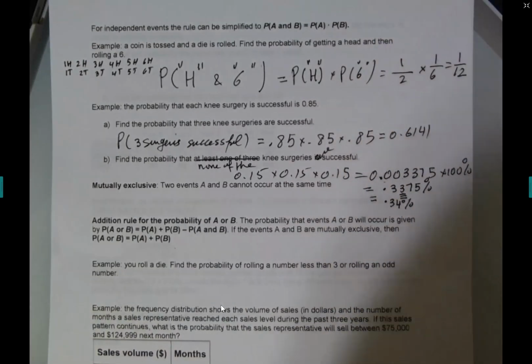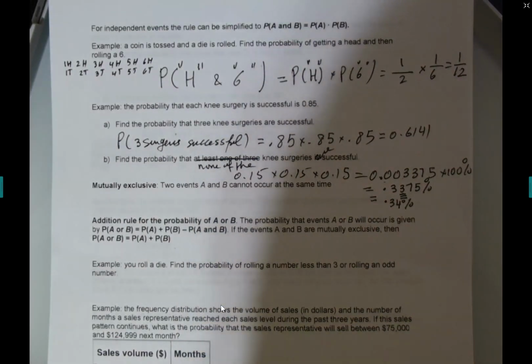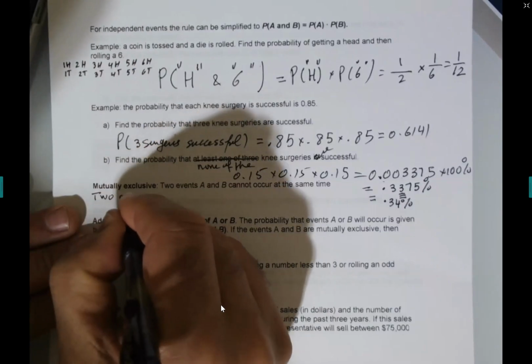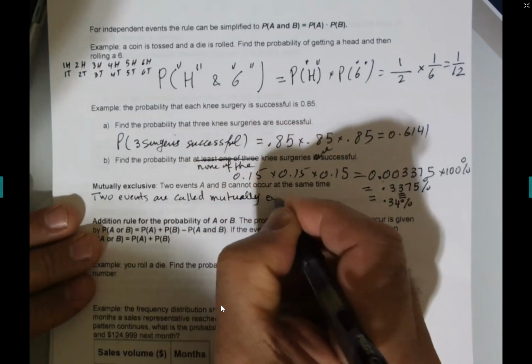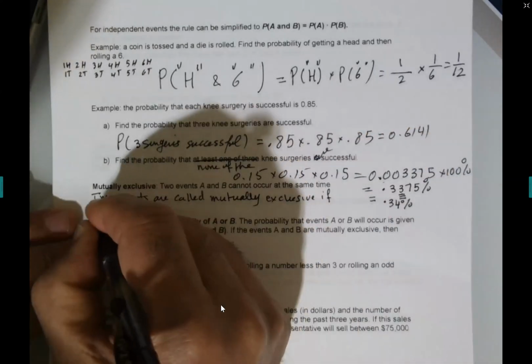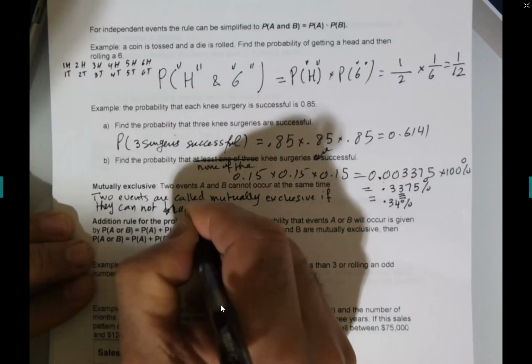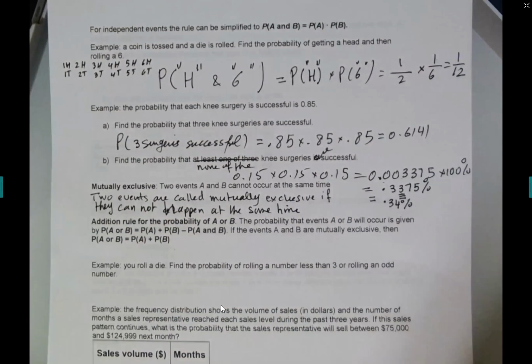Okay, thank you. Now, guys, we're going to tell you what we mean by mutually exclusive events. 2 events are called mutually exclusive if they cannot happen at the same time. So I'm going to write another definition here: 2 events are called mutually exclusive if they cannot happen at the same time. Some students sometimes forget about the word not, and they think they can happen at the same time. No, events are mutually exclusive if they cannot happen at the same time.